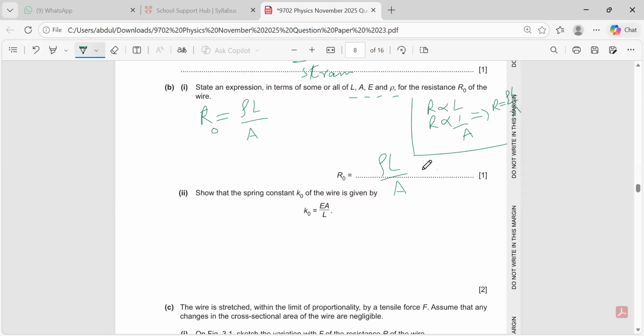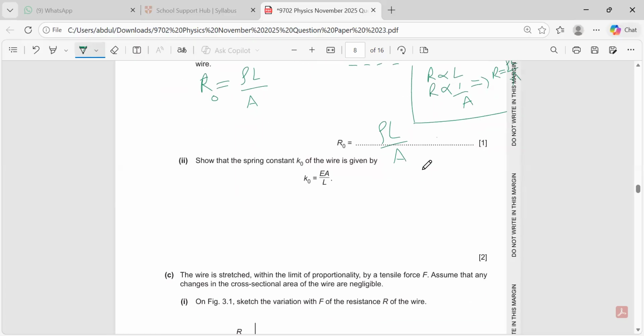Okay, now show that the spring constant K naught of the wire is given by K naught is equal to EA over L. Now, E is there. It means Young modulus is there.